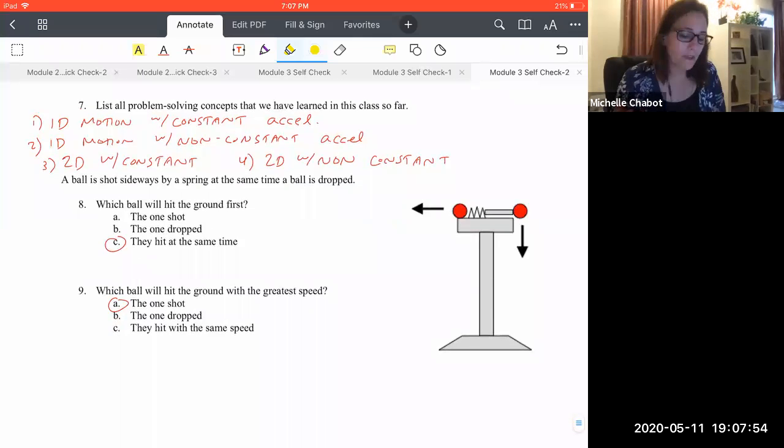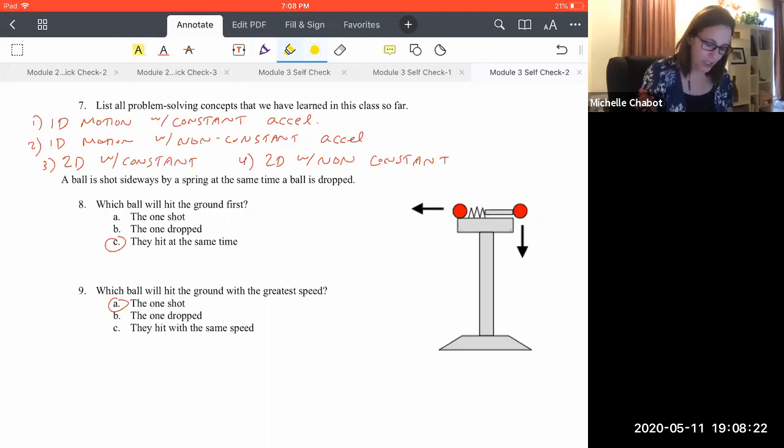7, problem-solving concepts that we've learned so far. There are 4 main ones, and they sound very similar, but you do handle them all very differently. 1D motion, constant acceleration, free fall. 1D motion, non-constant acceleration, calculus. 2D motion with constant acceleration, projectile motion. And 2D motion with non-constant acceleration. That's going to be calculus as well, but keeping our components separate.